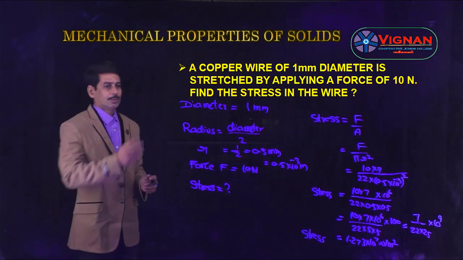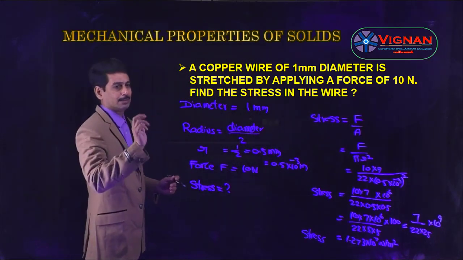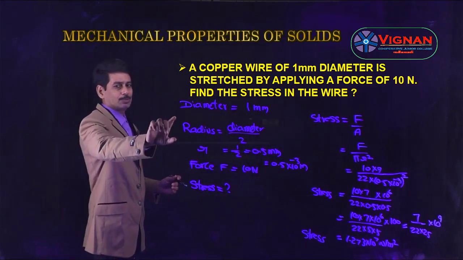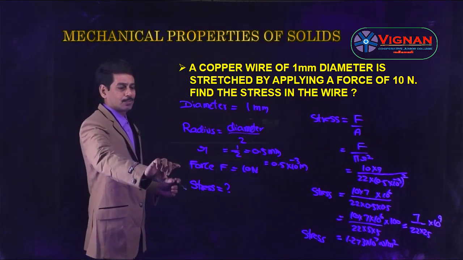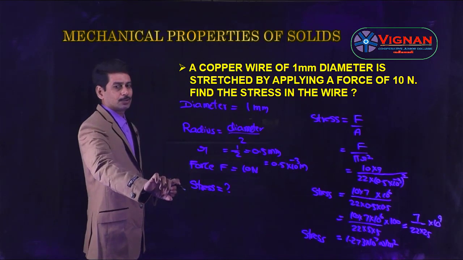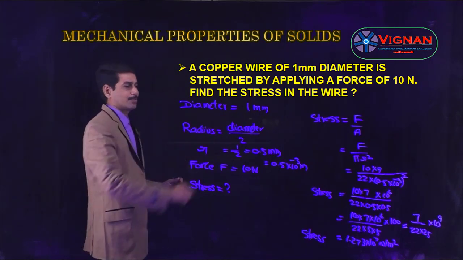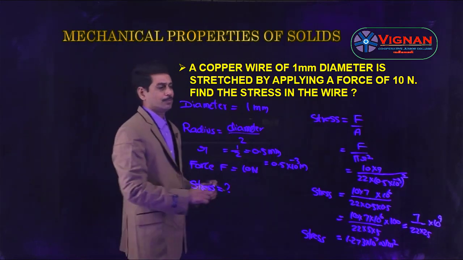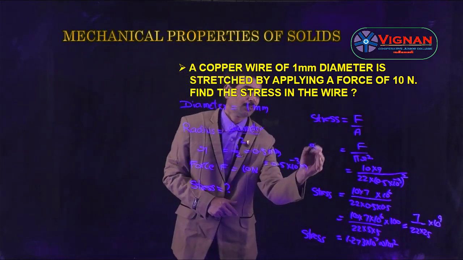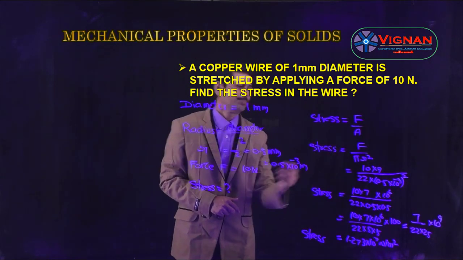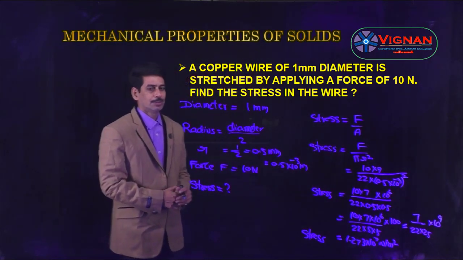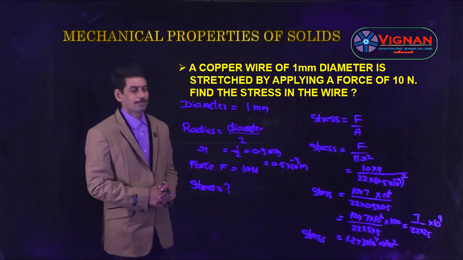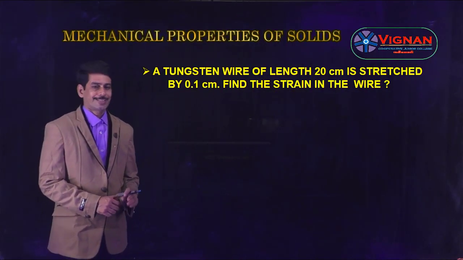Okay students, here we have been given the diameter, and from the diameter we find the radius, and the force is given as 10 Newton. We are asked to find the stress, and stress is nothing but force by area, which is F by pi r square. By substituting these values we get the stress value, which is 1.273 into 10 power 7 Newton per meter square. So see the next problem.